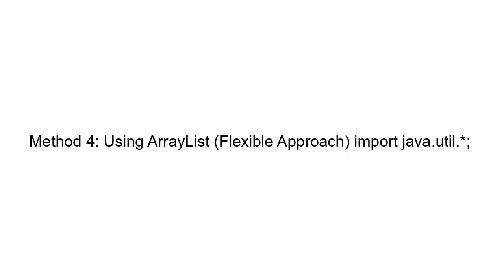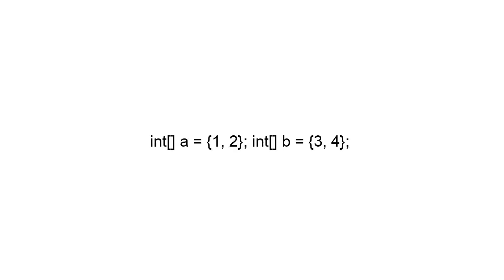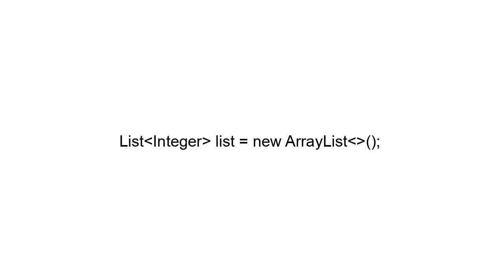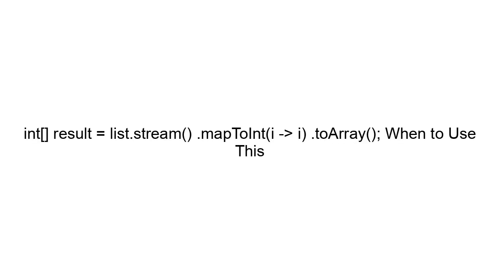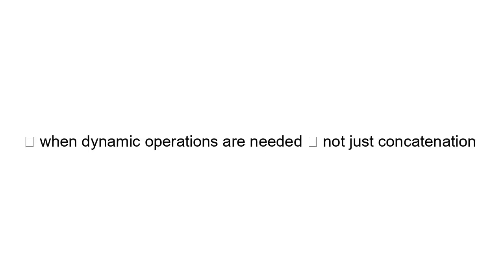Method 4. Using ArrayList, flexible approach. Import java.util.*. int[] a = {1, 2}; int[] b = {3, 4}; List<Integer> list = new ArrayList<>(); for (int i : a) list.add(i); for (int i : b) list.add(i); int[] result = list.stream().mapToInt(i -> i).toArray(). Use this when dynamic operations are needed, not just concatenation.